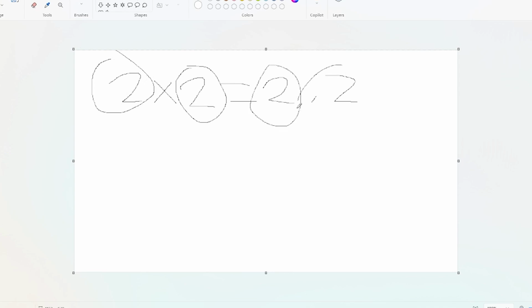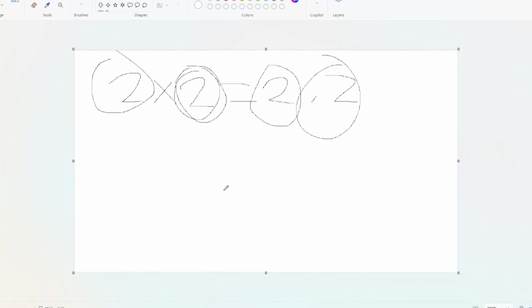We're going to start with 2 times 2. 2 times 2 is going to equal 2 and 2. Because this 2 here represents how many of these there are in existence. So we've got 1 and 2, which means there's 2 of them in existence. So, because there are 2 in existence, the answer would be 2 and 2.